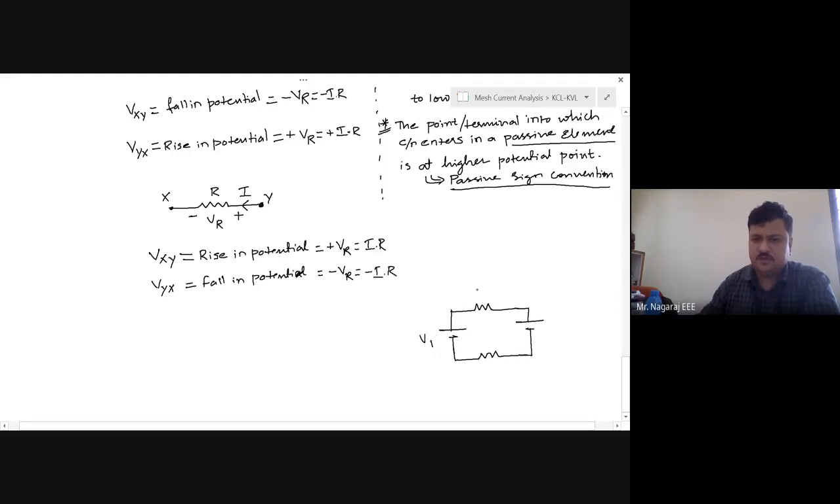Let this be V1, R1, V2 and R2. So I have two sources and I have two EMFs. Because there is only one loop, which is a series connection, I will get only one current. Now the question is, should I consider current coming out of V1 or coming out of V2?